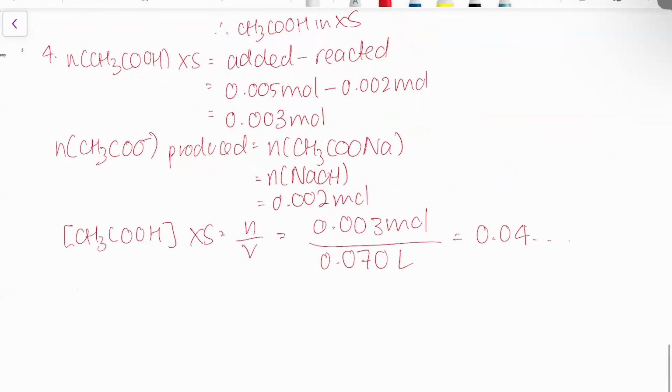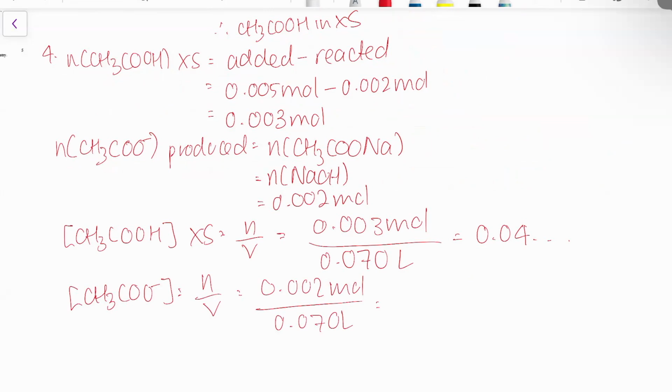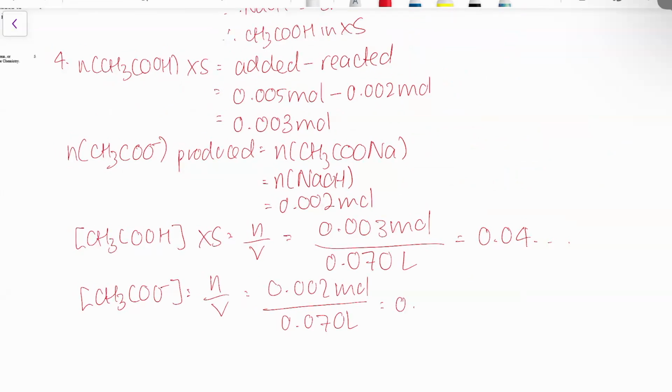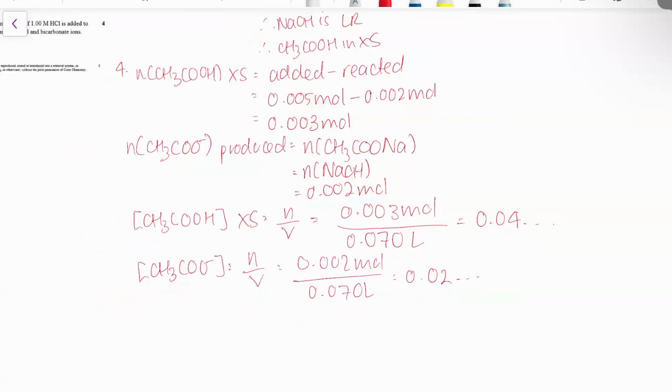And then we do the same thing for the acetate ion because that goes into our ice table as well. So that's going to be n on V, 0.002 mole divided by 0.070 liters. And that's 0.02, and so on. So now pH is a function of proton concentration, not the acid molecule concentration itself. So I need to know how much of that acid turns into the protons, which means I need to write a dissociation equation and set up an ice table.